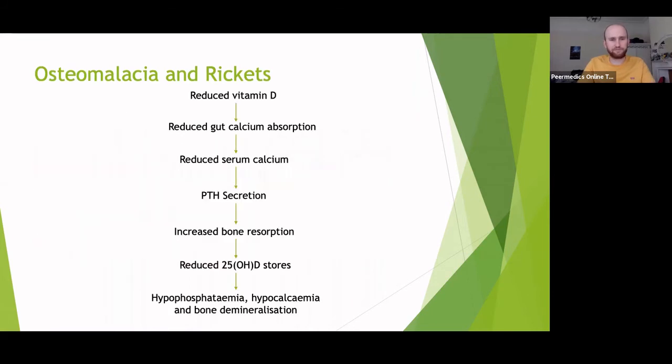in the blood. So here's just a small flow chart. You start with that reduced vitamin D level, the reduced calcium absorption, and then reduced serum calcium, and that causes your PTH secretion. Increases your bone resorption to try and normalize that. And then you get all those issues.